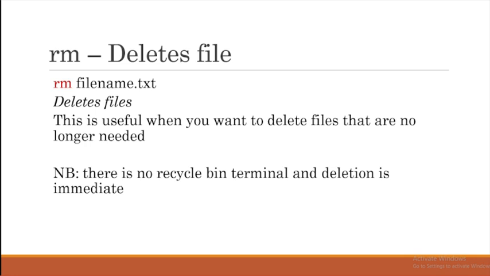The name.txt is the file extension. This is a file extension here, .pdf. So a file extension here, .mp3, you type dot. That's the file name, dot, that particular file extension. So delete files. This is useful when you want to delete files that are no longer needed.